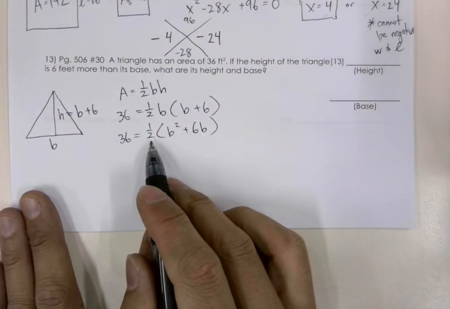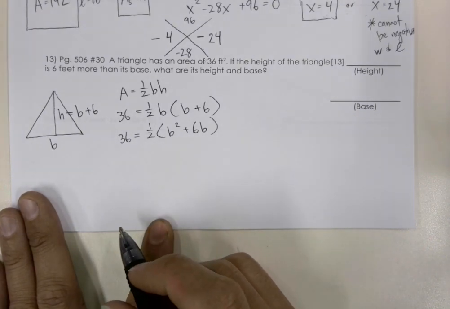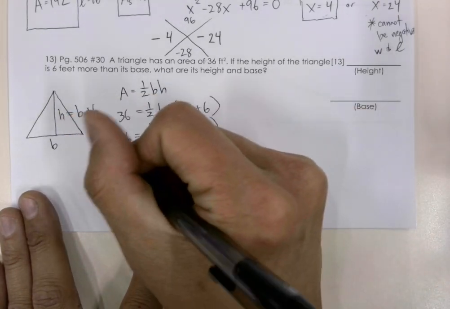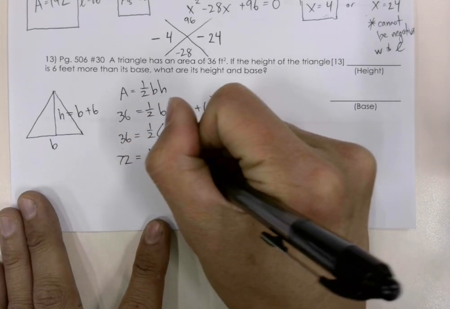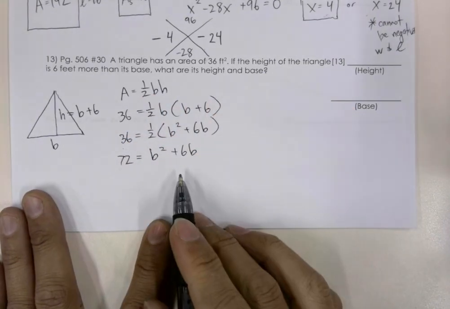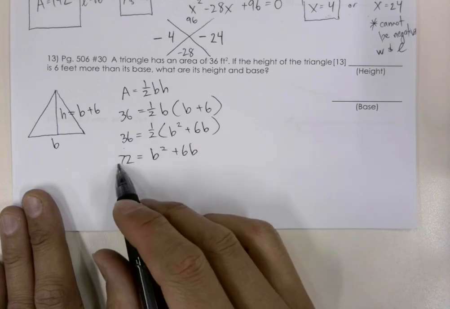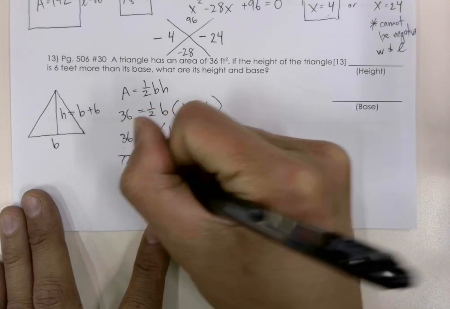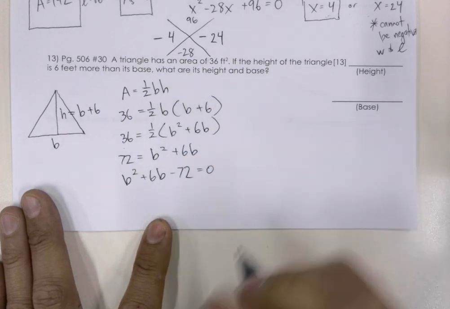We can get rid of this 1/2 by multiplying both sides by 2, right? So I'm going to multiply both sides by 2 to get rid of that fraction. So this will be 72 is equal to b squared plus 6b. Now from here, I want a 0 on one side of the equal sign, so I'm going to subtract 72 from both sides of the equal sign. So I'll be left with b squared plus 6b minus 72 is equal to 0.